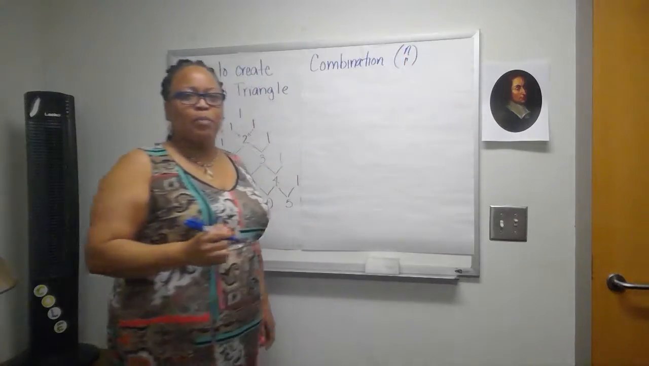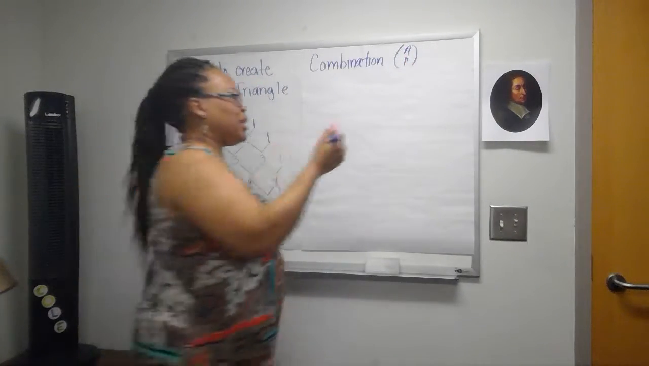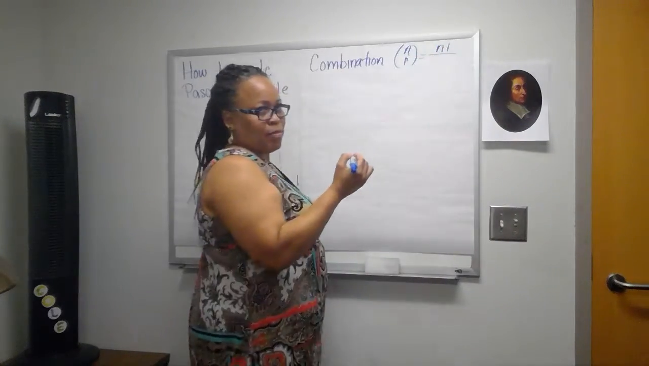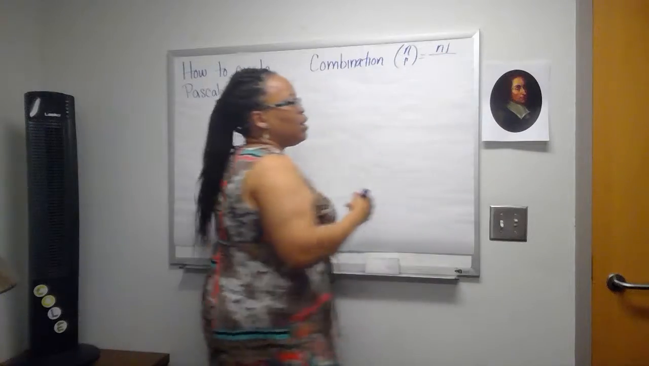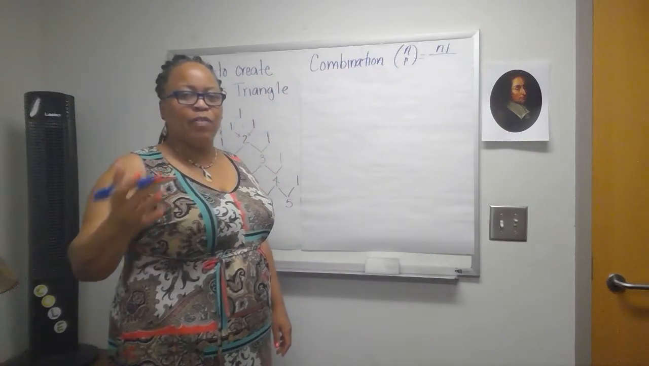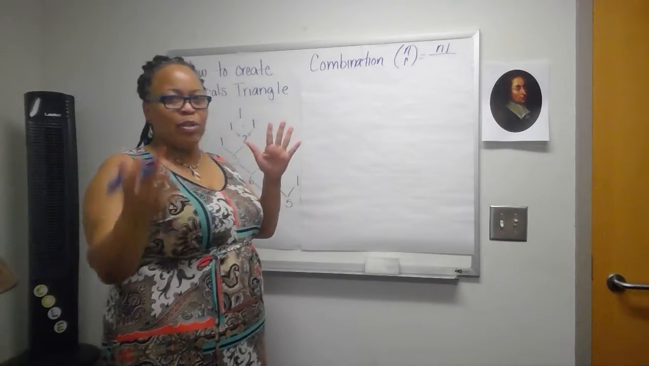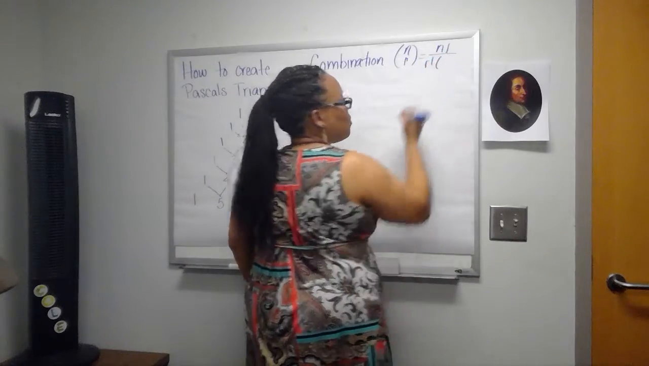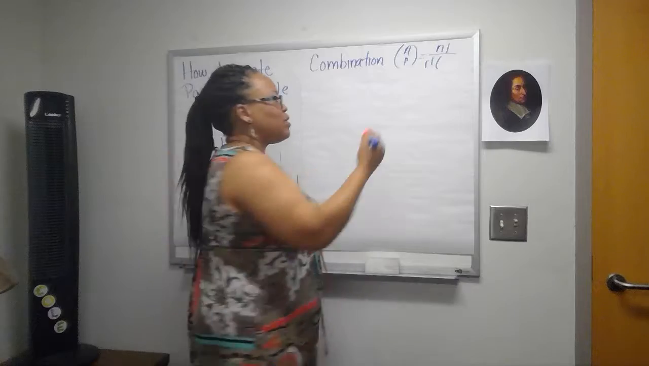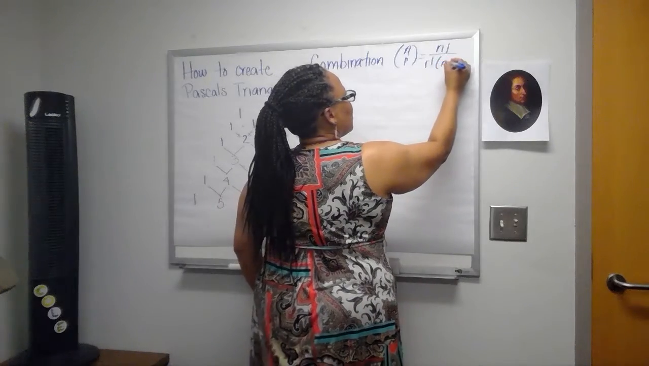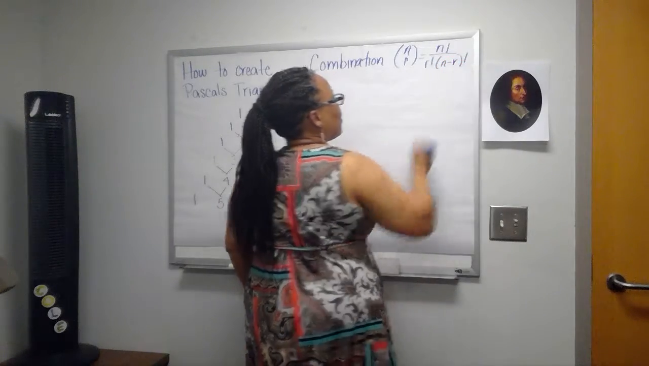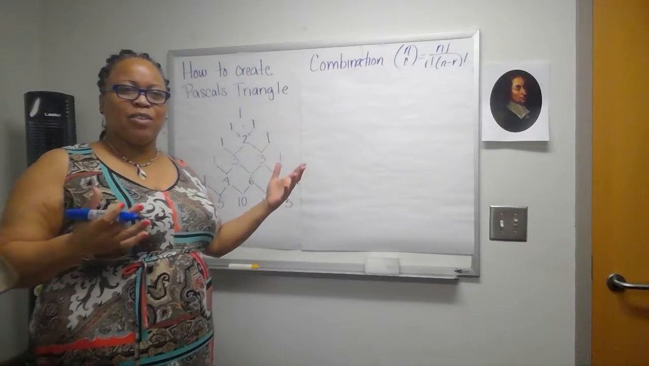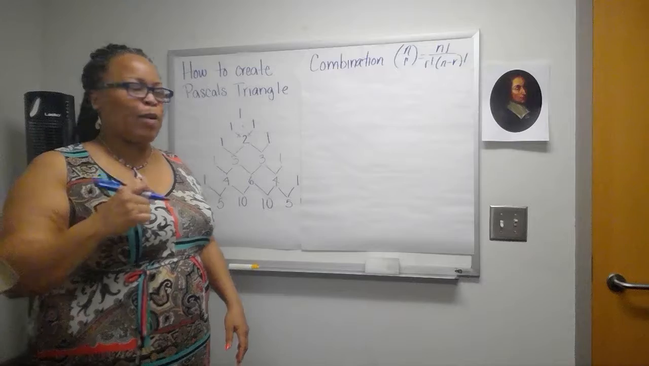N choose R. N choose R is basically N factorial. And factorial is basically multiplying all of the numbers from that number down to 1, divided by R factorial, again the numbers from R down to 1, times N minus R factorial. So how does this relate to Pascal's triangle? Let me show you how.